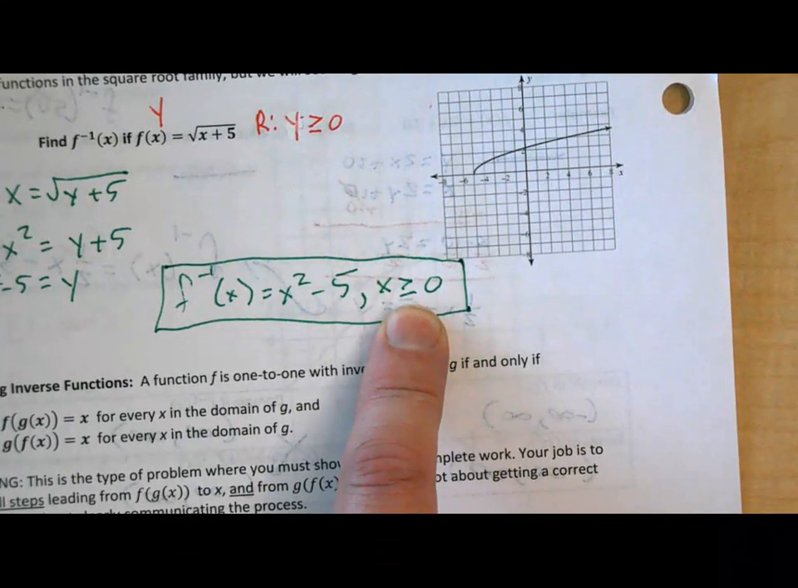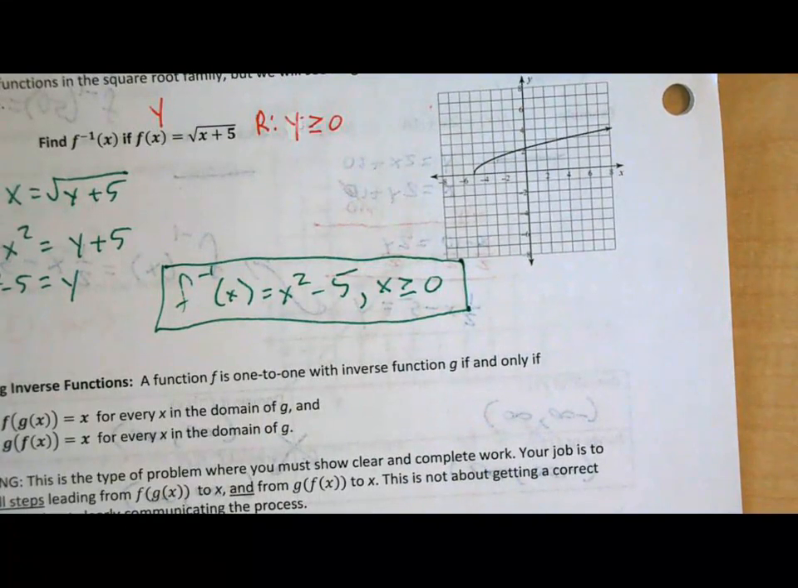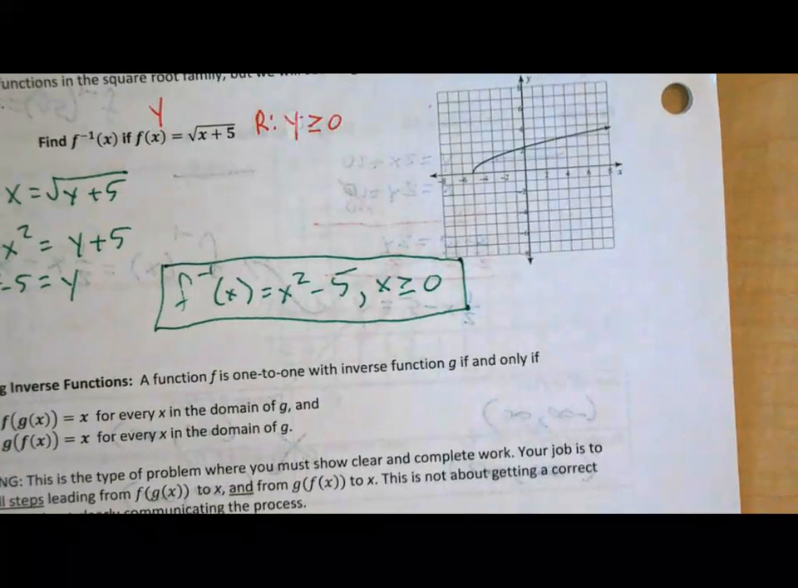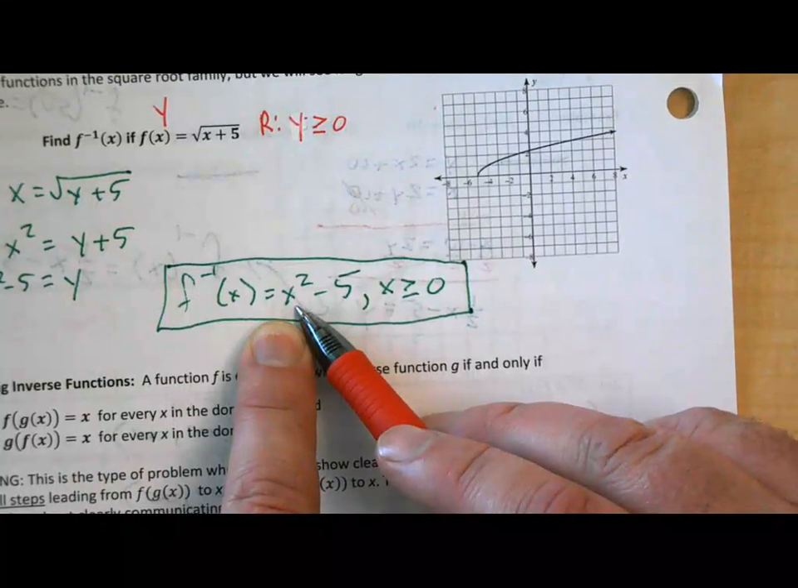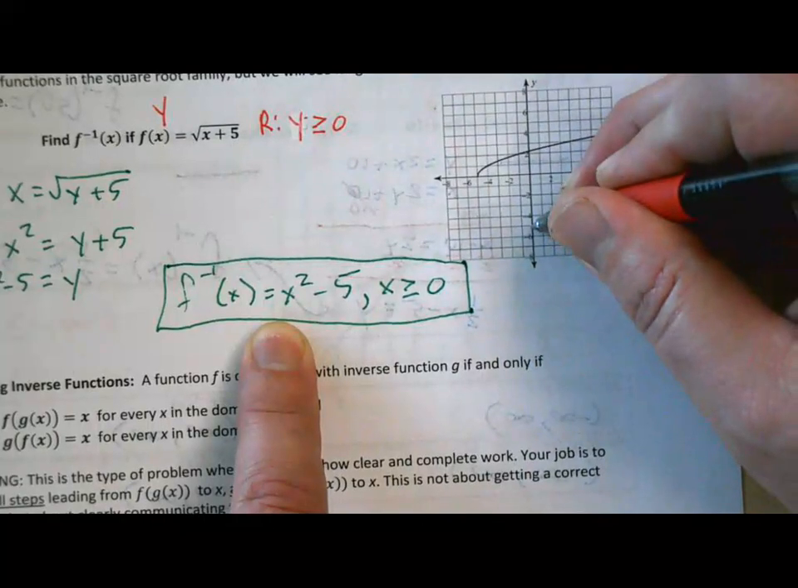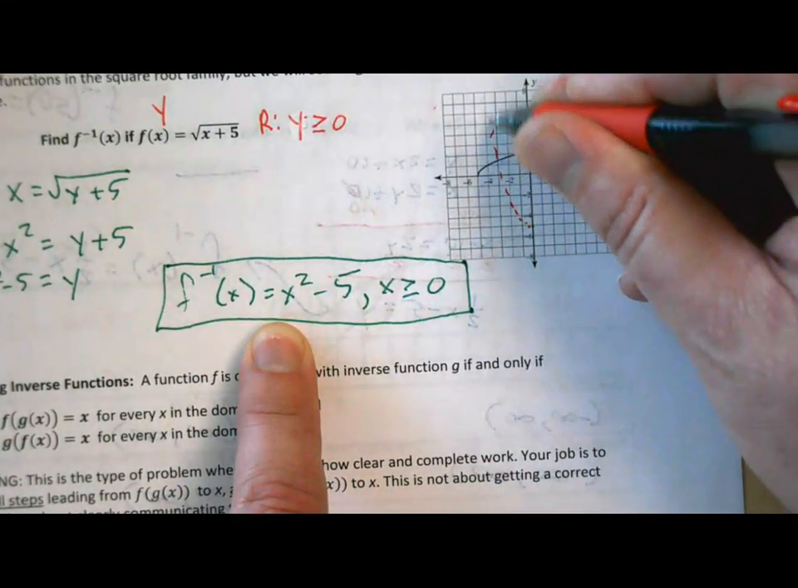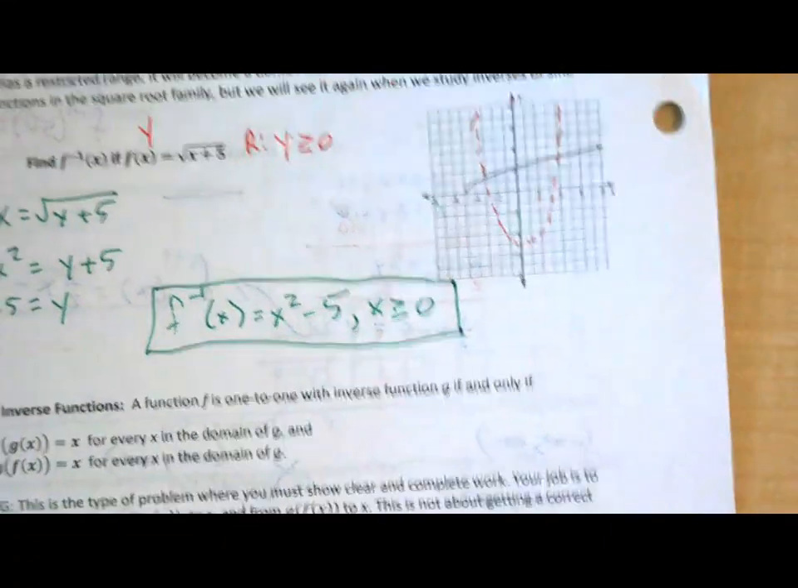Okay? Let me show you how this works, why this is wrong, and how we could fix this graphically. You guys still with me? If I graph this function, this is a parabola. Which way does it open? Opens upward. Where's my y-intercept? Negative 5. Would you agree that my parabola, my inverse function, would look something like that? Yes?